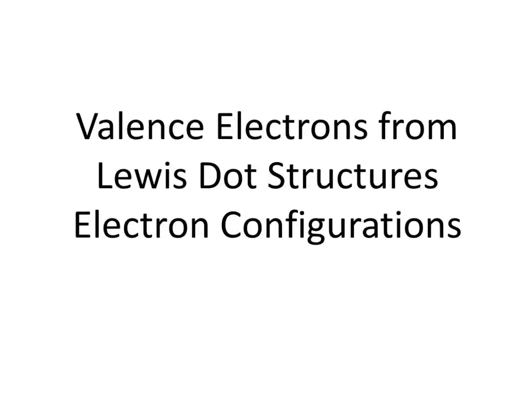Today's lesson is on valence electrons, and from those valence electrons, being able to draw Lewis dot structures of an element, and from there, being able to use the electron configurations that we've already learned about to determine which of the electrons in the electron configuration are the valence electrons.